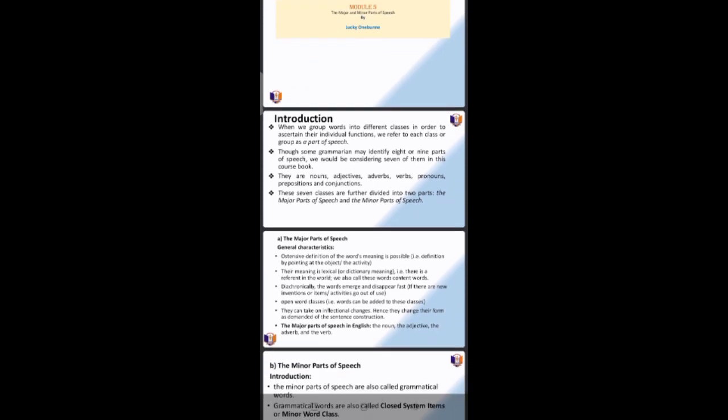When we group words into different classes in order to ascertain their individual functions, we refer to each class or group as a part of speech. Though some grammarians may identify 8 or 9 parts of speech, we would be considering 7 of them in this course book. They are nouns, adjectives, adverbs, verbs, pronouns, prepositions, and conjunctions.